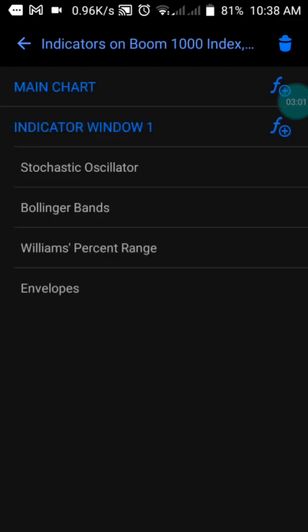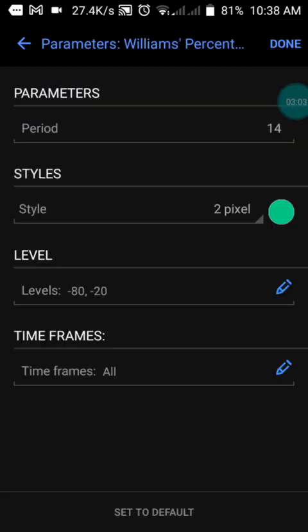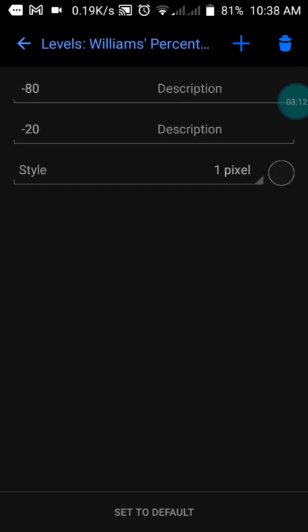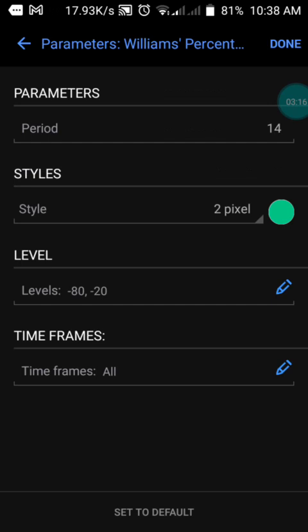We have the third indicator, which is the Williams Percent Range. We have the parameter period of 14. We have our style to be in green color, and we have our levels to be -80 and -20. So then you press on done.